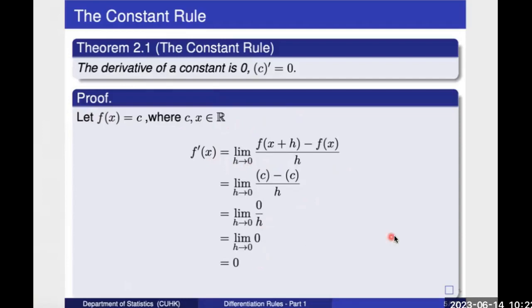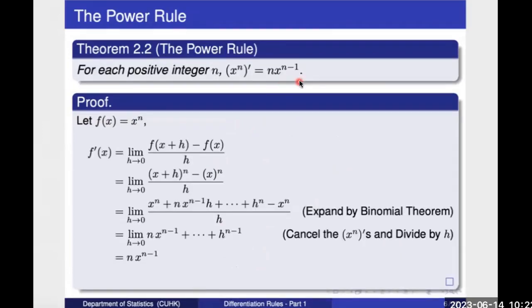Next, we have the power rule. Theorem 2.2 states that for each positive integer n, the derivative of x raised to the power n is equal to n times x raised to the power n minus 1. This rule can be useful in finding the derivatives of polynomial functions and other functions involving exponents.